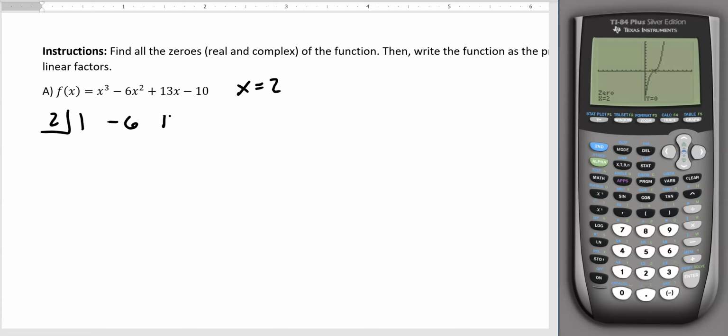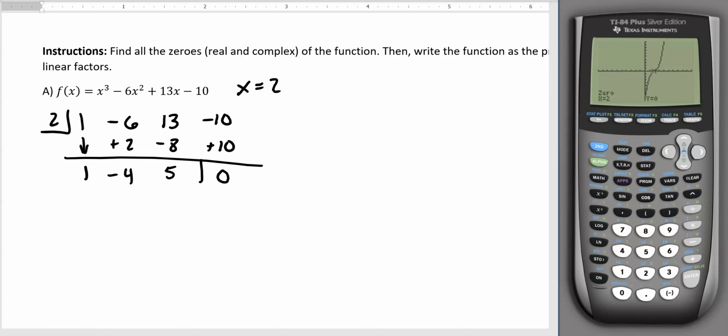1, negative 6, 13, negative 10. And again, we should get a remainder of 0. 2 times 1 is 2. Negative 6 plus 2 is negative 4. 2 times negative 4 is negative 8. 13 minus 8 is positive 5. 2 times 5 is positive 10. Hey, what do you know? We nailed it. And then we get x squared minus 4x plus 5.